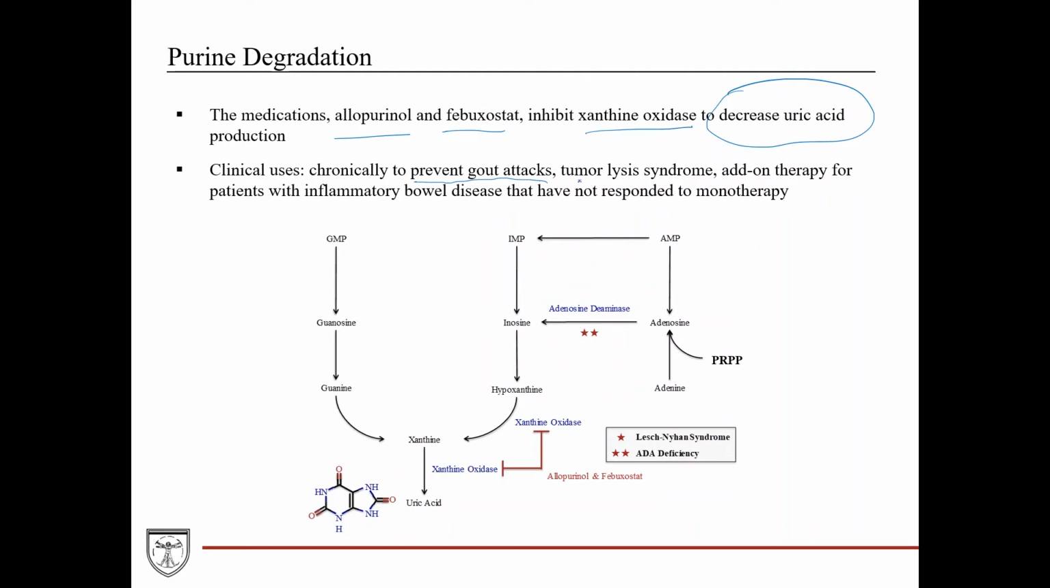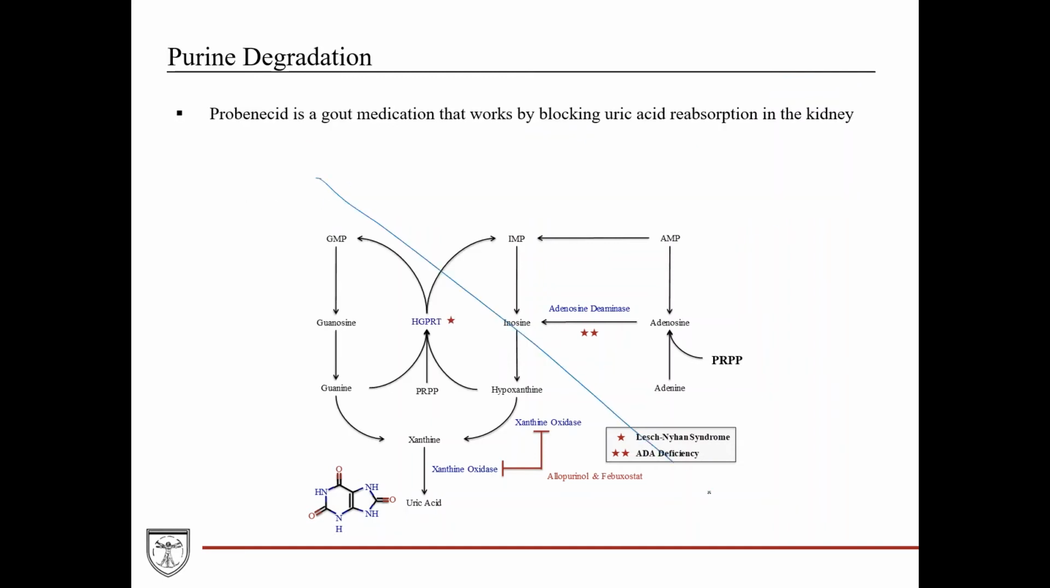The other thing you want to do is prevent tumor lysis syndrome, for example, in a cancer patient that's receiving chemotherapy. You kill a lot of cancer cells at once with chemotherapy. You could have a dramatic spike in uric acid, which could then lead to tumor lysis syndrome. So it's used for that. And then it can also be used for add-on therapy for patients with inflammatory bowel disease that have not responded to monotherapy for that disease. Probenecid, this is just for completeness' sake. It's not involved in any of these processes at all. It's just a gout medication that works by blocking reabsorption in the kidney. So essentially, it increases uric acid secretion in the kidney or in the urine.